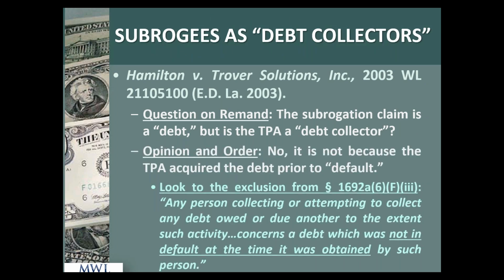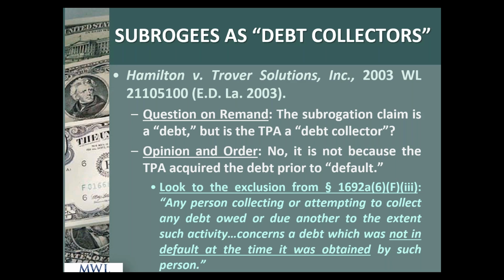So you can have a debt, but you may not have a debt collector. And in that case, if there isn't a debt collector, you're not going to have an application of the FDCPA. So this went back to the trial court, and the trial court looked at it and said, well, look, this is a debt according to the Court of Appeals. They have to follow that.